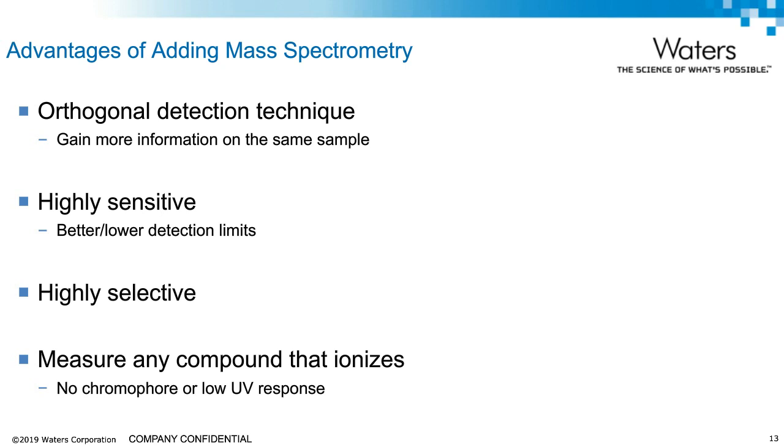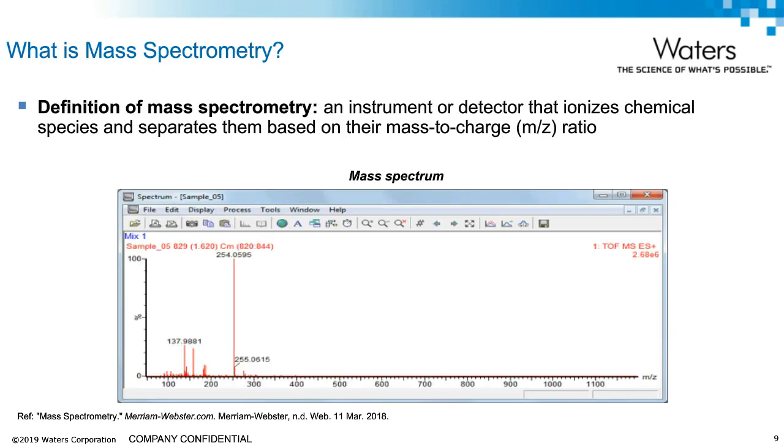But before we go on, let's define mass spectrometry. Essentially, mass spectrometry is a technique for weighing molecules. Obviously, we can't do this with a conventional balance, so we use an analytical technique that ionizes chemical species, measures their mass-to-charge ratio, and displays this information as a mass spectrum. An example of a mass spectrum is shown here. The y-axis is intensity, and the x-axis is mass-to-charge ratio.